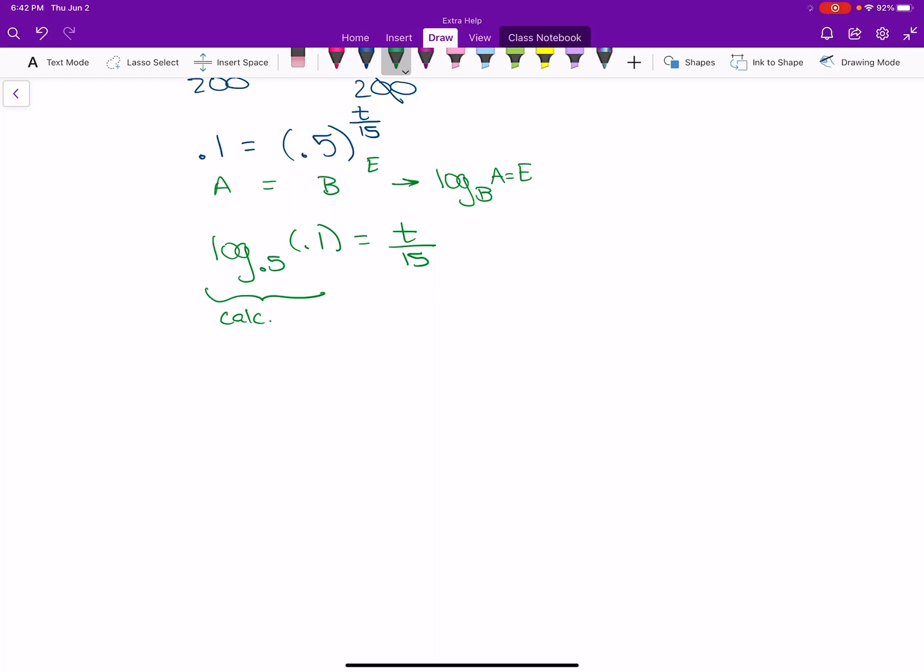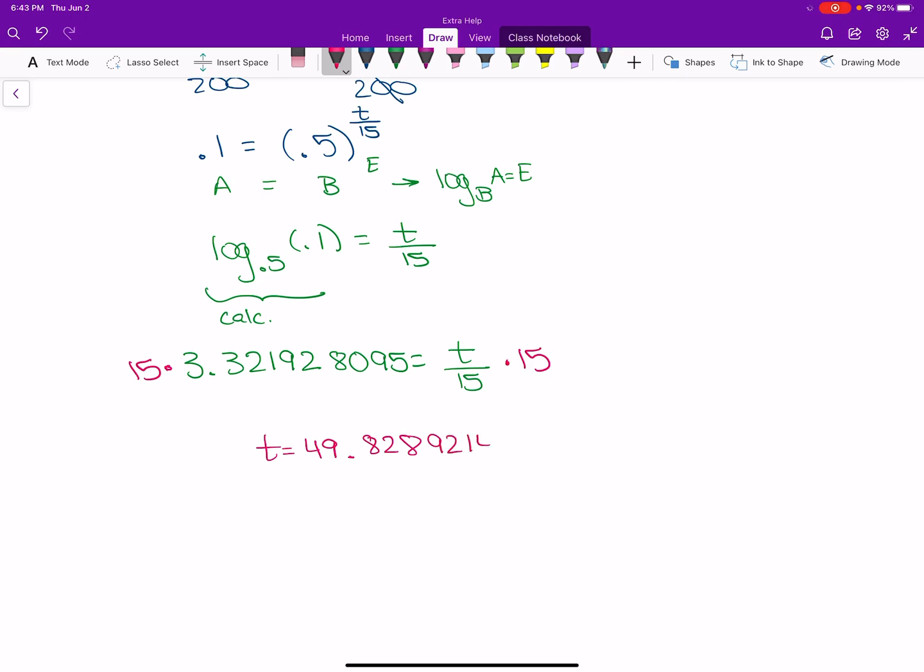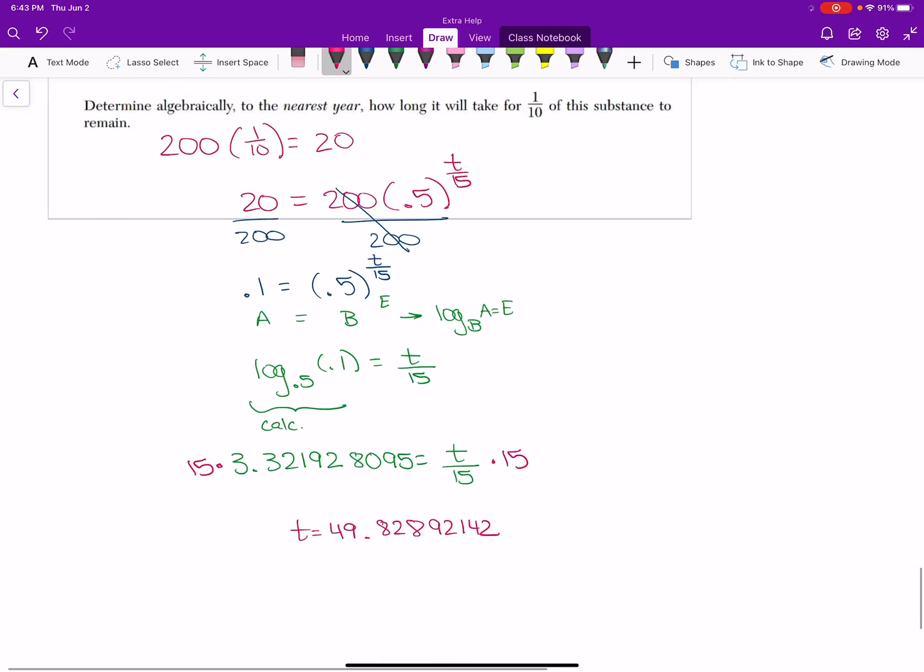Plug this into your calculator. Alpha window choice 5 gets you the log with the base. We get 3.321928095 equals t over 15. And this one has one extra step. T is currently being divided by 15. So I want to multiply the 15 to the other side. And we get 49.82892142. And they said to the nearest year. So rounding to the nearest whole number, we should get 50.